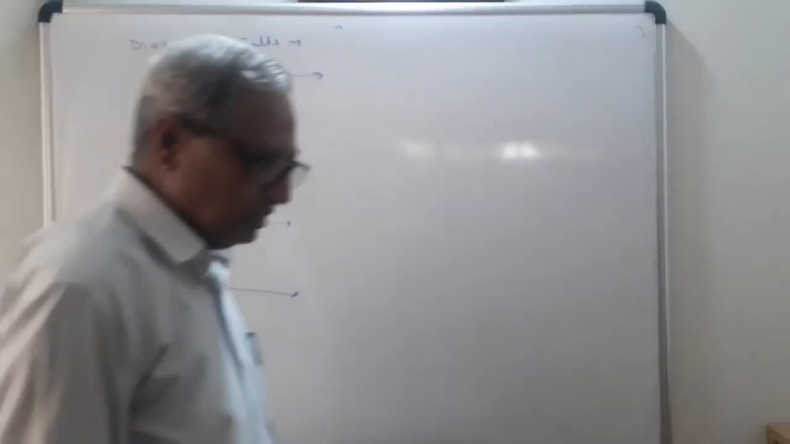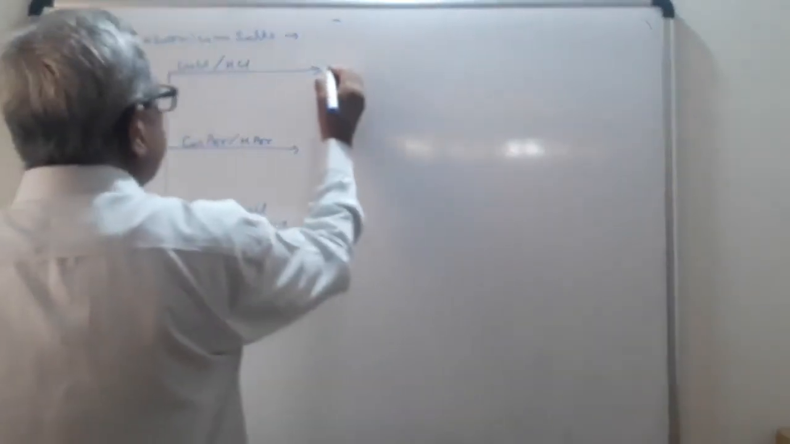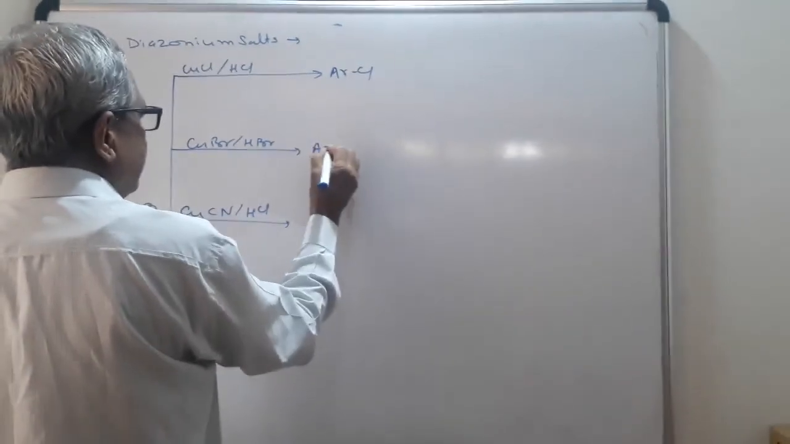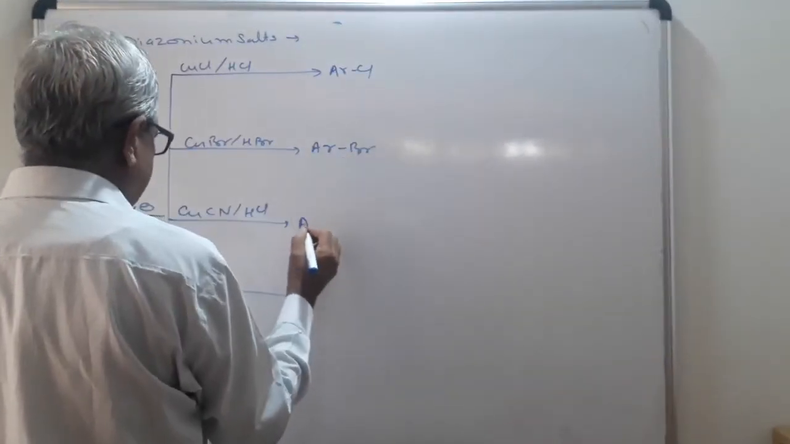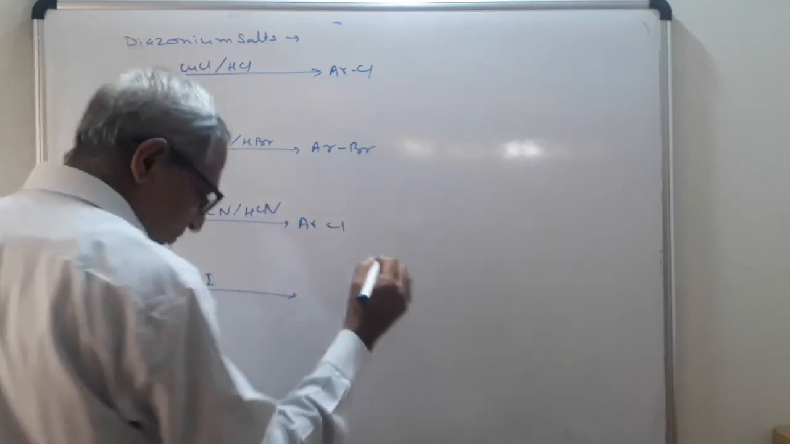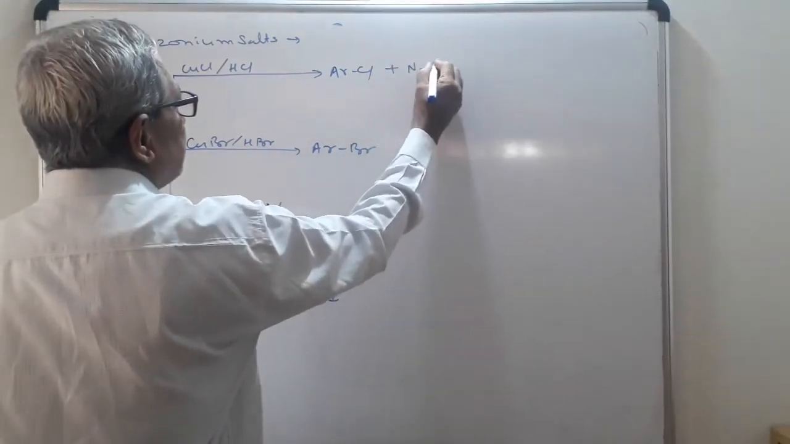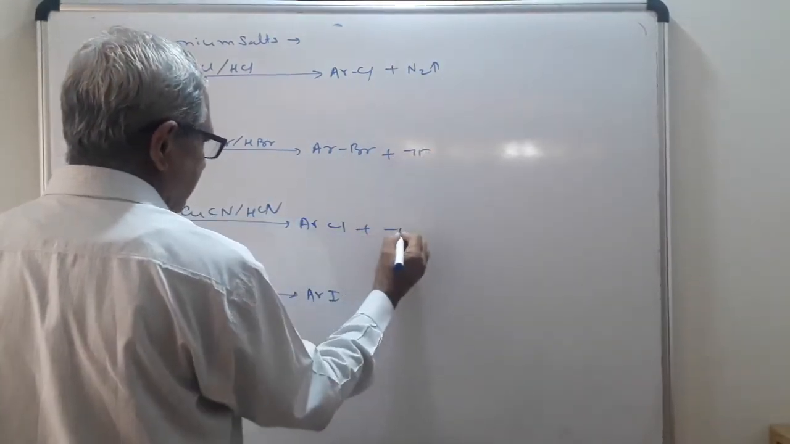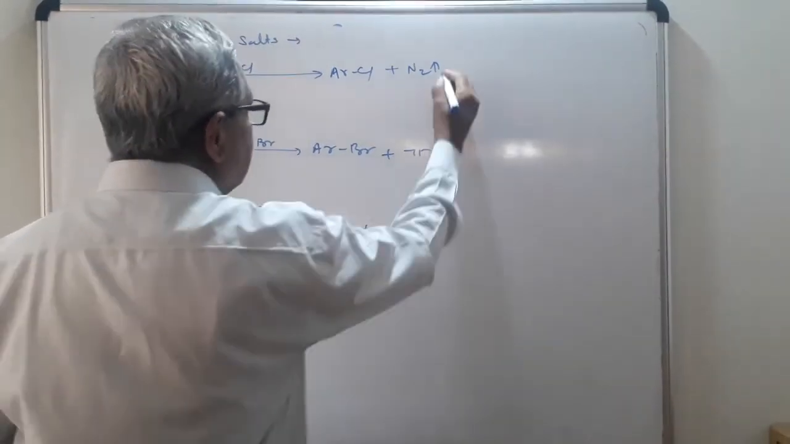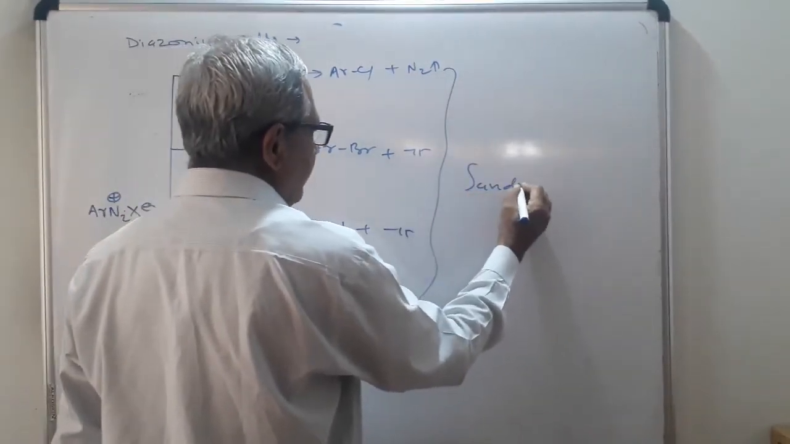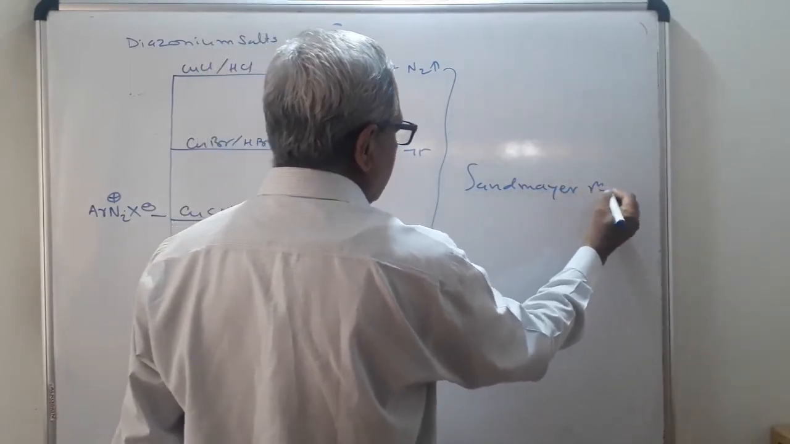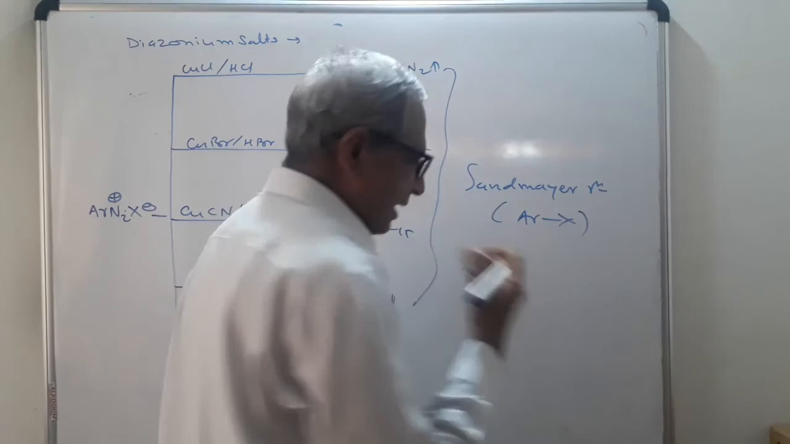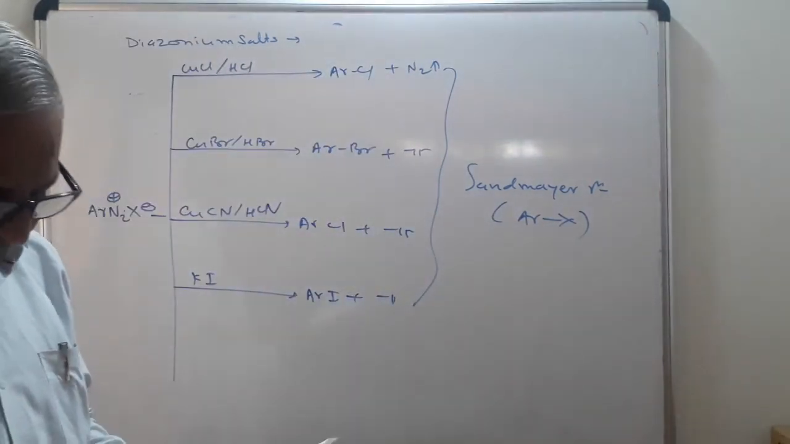Now these reactions are known as Sandmeyer reactions. We learn these reactions in the title, preparation of haloarenes. You will get here ArCl, here you will get ArBr, here you will get ArCN, here you will get ArI, iodobenzene. During this reaction, nitrogen gas is evolved, and this reaction is known as the Sandmeyer reaction. We learn this reaction in the topic aryl halides, preparation of aryl halide by the Sandmeyer reaction.